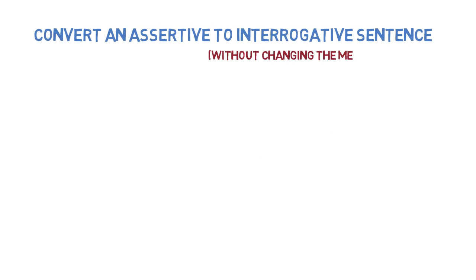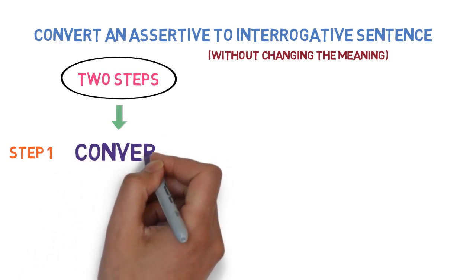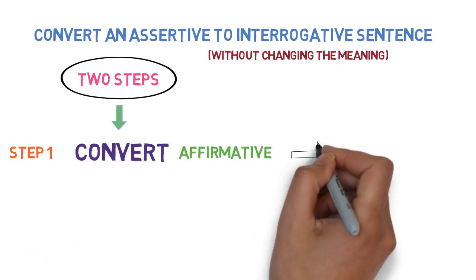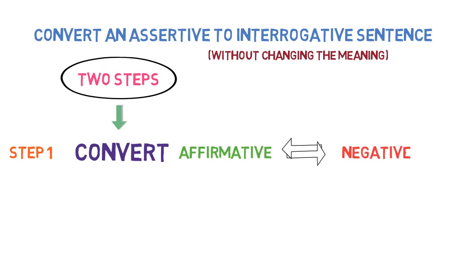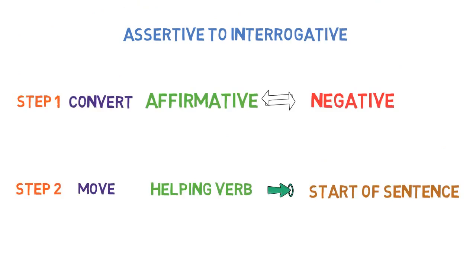Now let's understand how to convert an assertive sentence to interrogative sentence without changing the meaning of the sentence. There are two simple steps involved in the conversion. Step number 1. If the sentence is affirmative or positive, then convert it into negative, and if negative, then convert it into positive sentence. Step 2. Move the helping verb to the first position in the sentence. We will look into the examples that we just saw and understand how these steps were used.